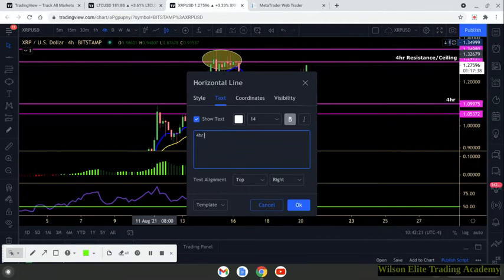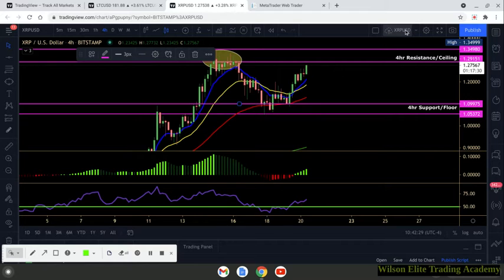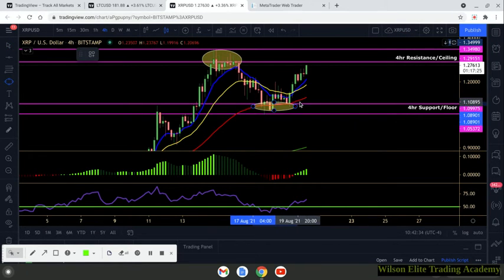4-hour support / floor, because now that's letting me know that this is a minor zone that will be approaching. As you can see here, look, it came to the floor, and what did it do? From the ceiling to the floor, we got a bounce, and now it's coming back up.